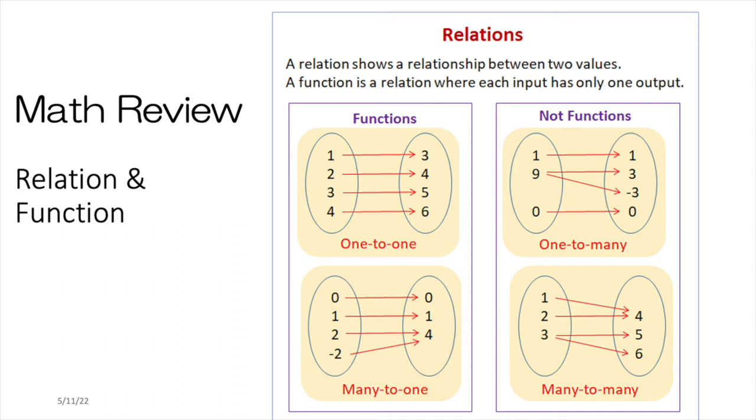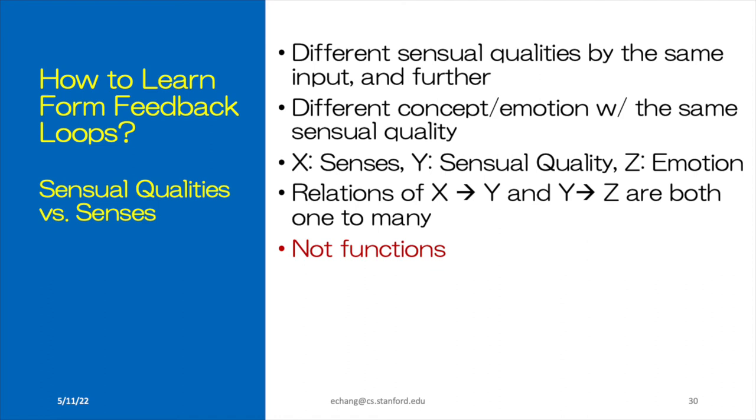So now let's go back to visit our visual system. We have input as senses, and input generates sensual qualities, as we already mentioned using colorblindness as an example. And here we have a one-to-many relationship. And then from the sensual quality, let's say you and I both look at the ocean, and we may have different emotions incurred because of our memory or contextual information.